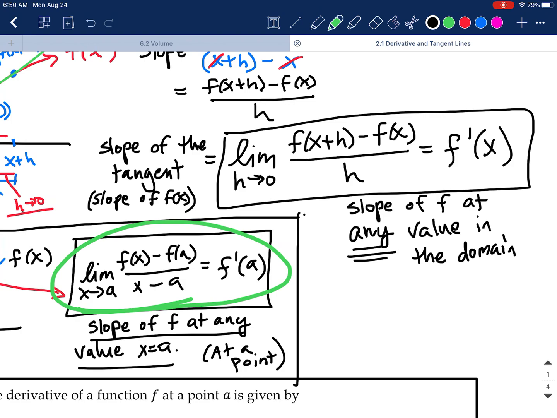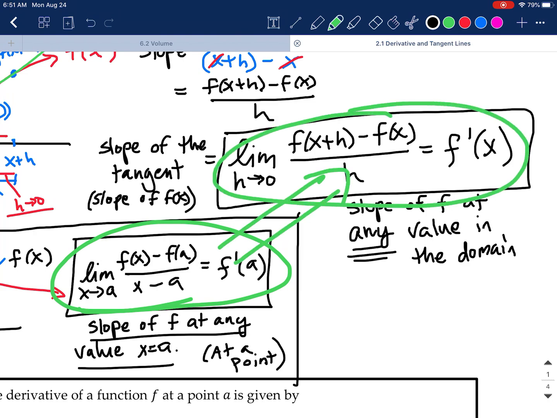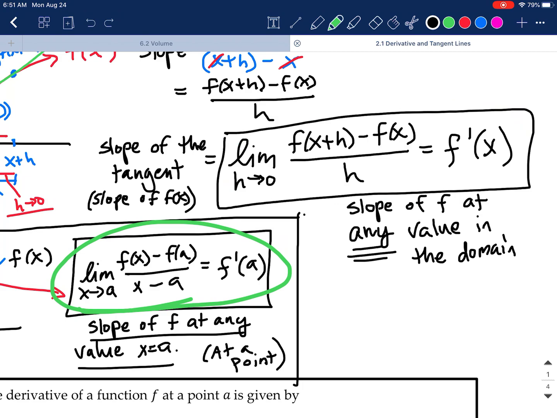So if you remember back in the, I believe, 1.3 homework, you were given an object that was dropped off the top of a building, like 200 feet or 150 feet. And they gave you this velocity limit. They said the velocity is the change in position from x to a over x minus a, etc. So that was really computing the specific slope at that value a. But note, these are both describing the same thing. These are both describing slopes. It's just the context is different for each one.